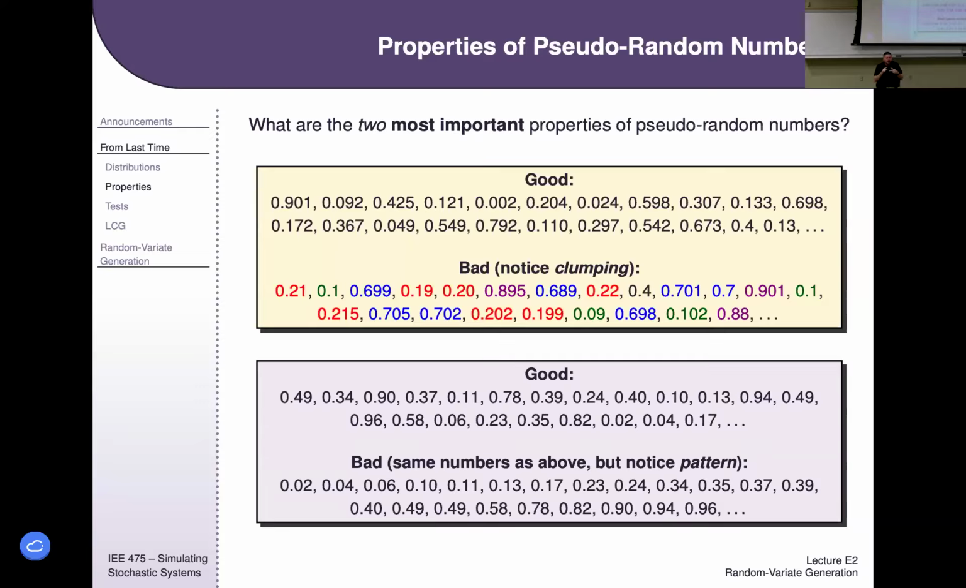Uniformity and independence. We see up here that these are bad because they are not uniform. There are a bunch of repeated values, a bunch of values near 0.2 and a bunch of values near 0.7, so a bunch of values are left out. There's clumping, so these are non-uniform.